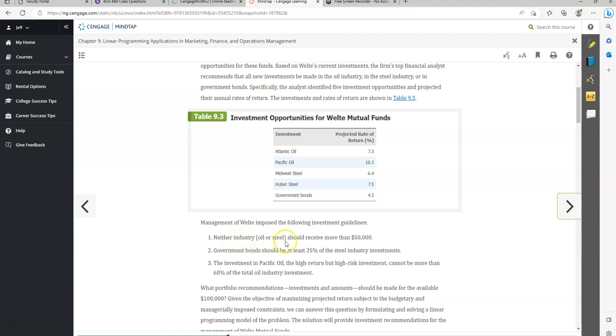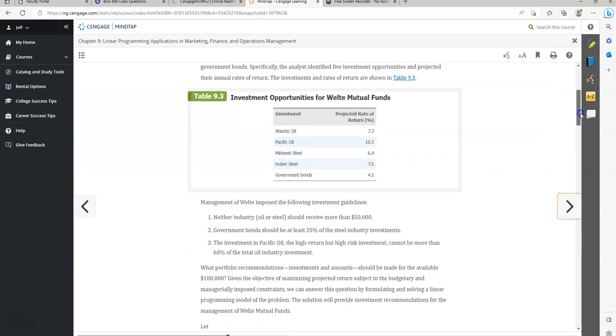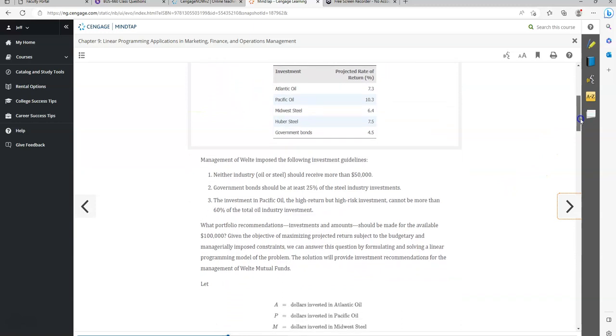Neither industry, oil or steel, should receive more than $50,000. Government bonds should be at least 25% of the steel industry investments. And the investment in Pacific Oil, the high return but high risk investment, cannot be more than 60% of the total oil industry investment. So what are the recommendations for $100,000?